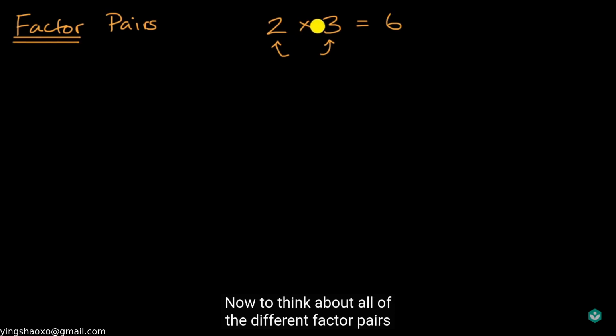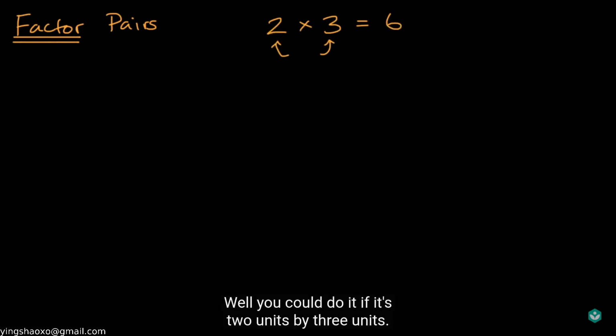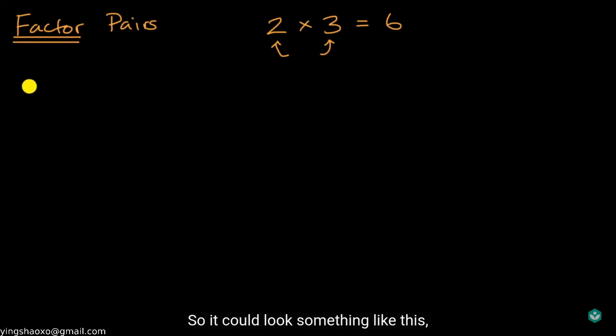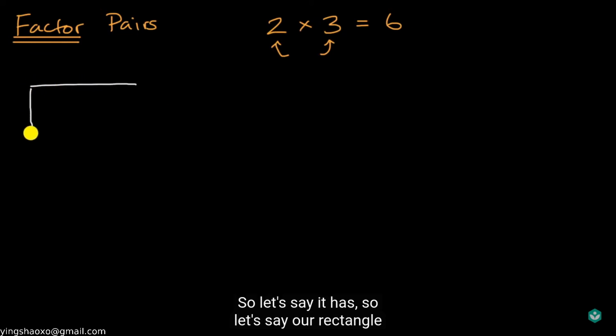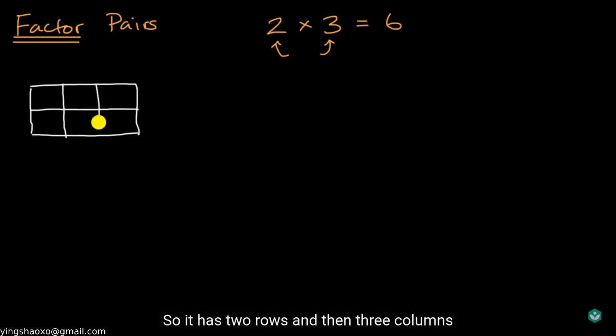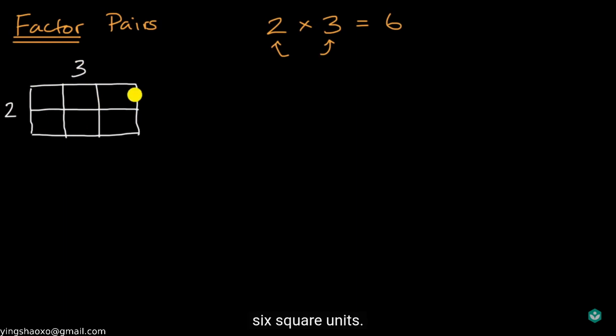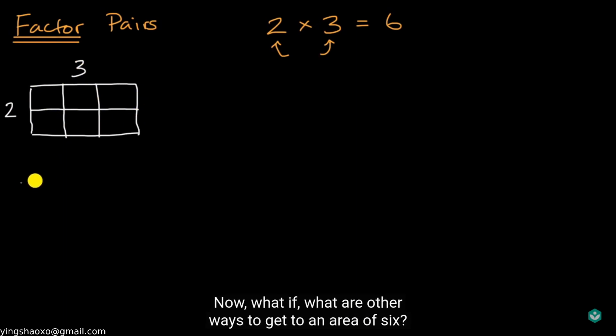Now, to think about all of the different factor pairs for a number, we could think about it in terms of area. How can we make a rectangle with area 6? Well, you could do it if it's 2 units by 3 units, so it could look something like this. Hand drawn, so say our rectangle looks like this. It has 2 rows and then 3 columns. And let's say these all have equal area. It's hand drawn, but you can see that the area here would be 2 times 3, which would be equal to 6 square units.